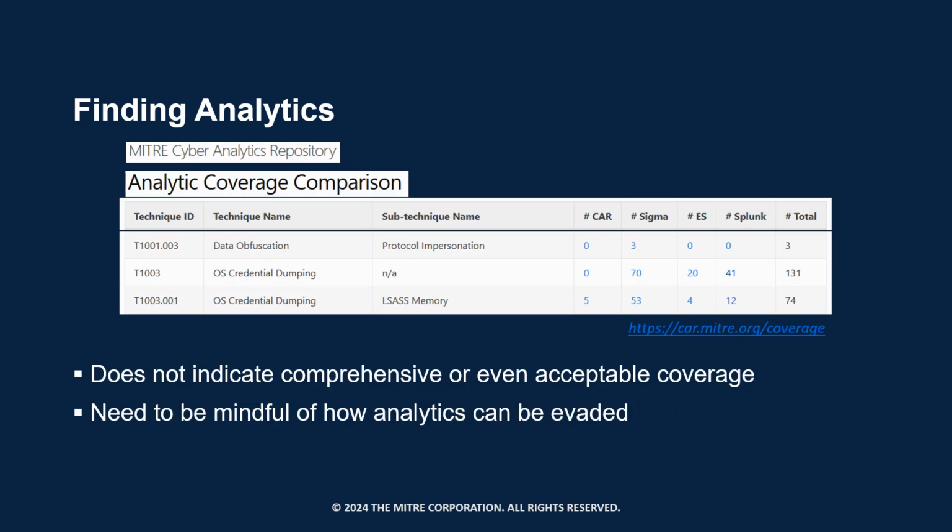CAR also provides an analytic coverage comparison matrix that lists the number of published analytics relevant to a certain ATT&CK technique, from sources such as Sigma, Elastic, Splunk, and even CAR itself. It is important to note that the total number of analytics does not provide any insight into how much coverage against the attack the analytics provide. And so it's necessary to evaluate any analytics you use to determine how easily they can be evaded and if they make sense or need to be modified for your specific needs.